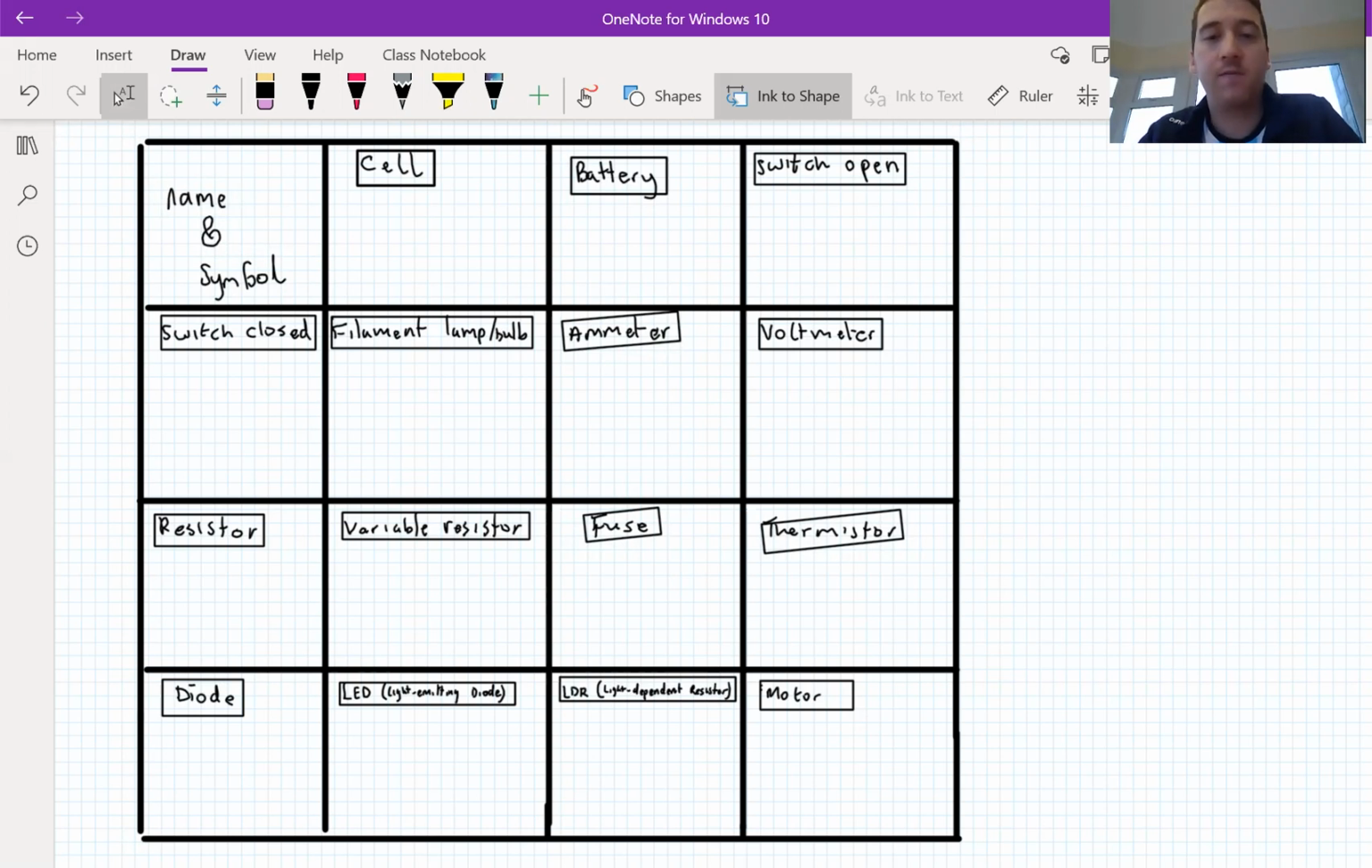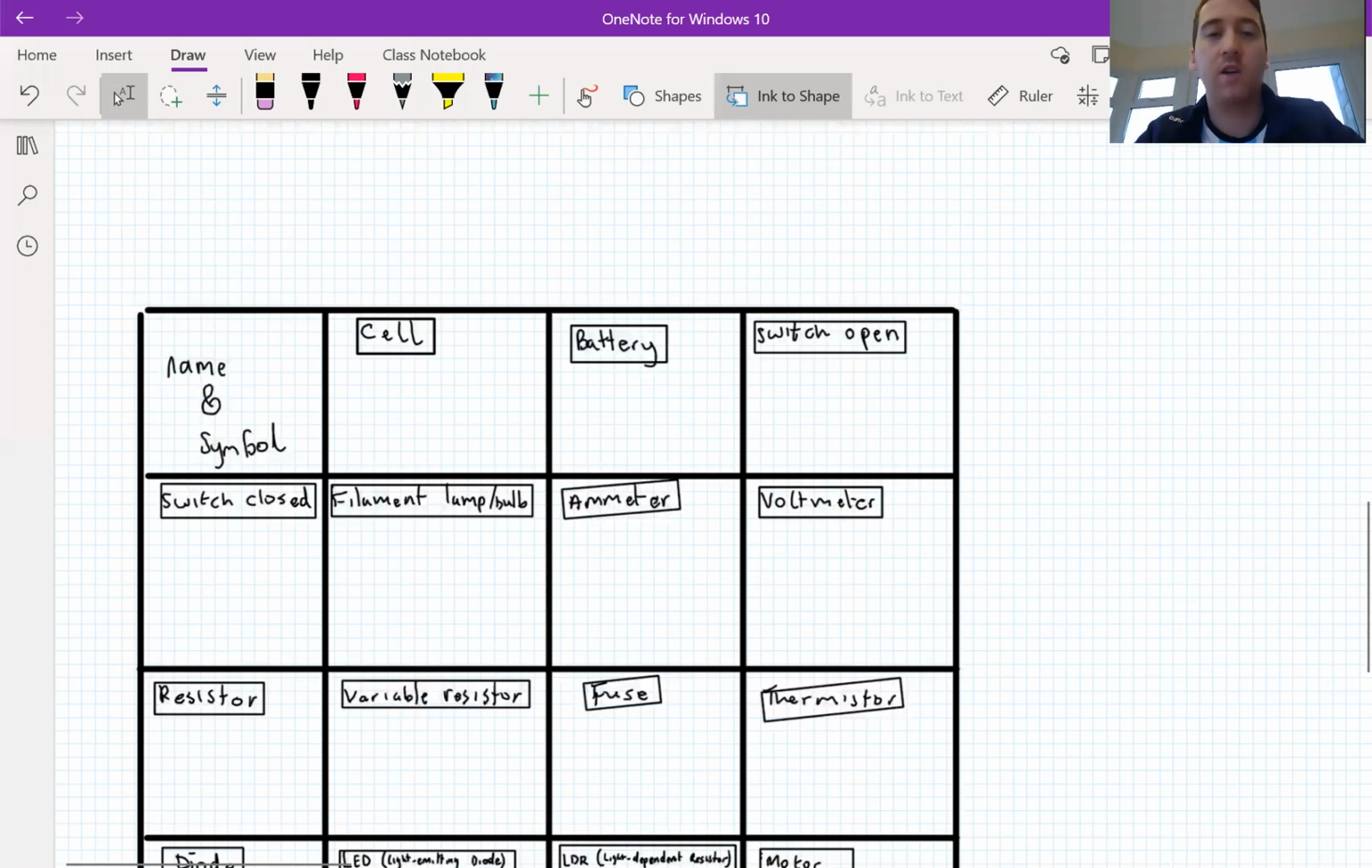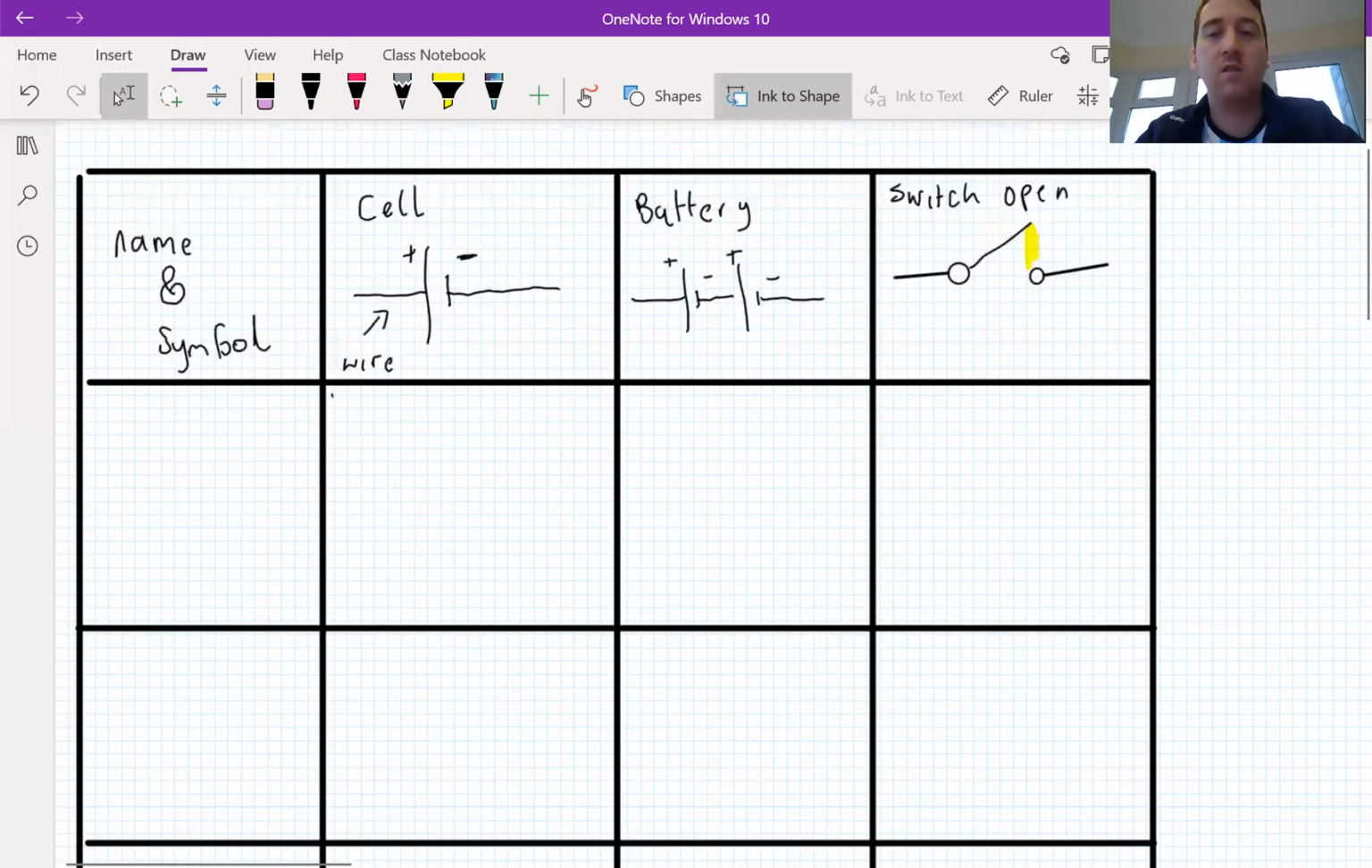Pause the video now. Okay, so you should only be watching the video again if you have drawn out this table, you've put the labels in, and you have drawn the first 3. Let's check to see if you got them right. So the cell, the battery, and the switch that's open. This is what you should have. Check yours now.